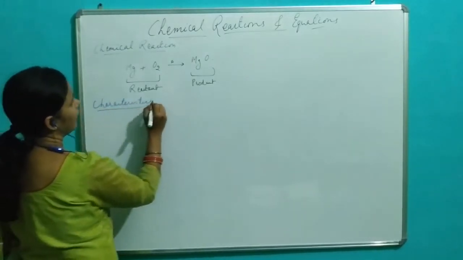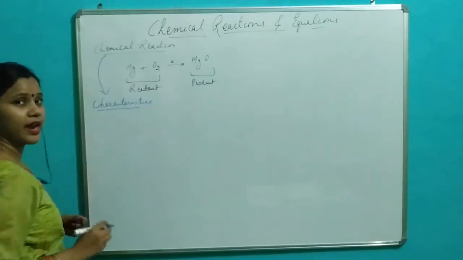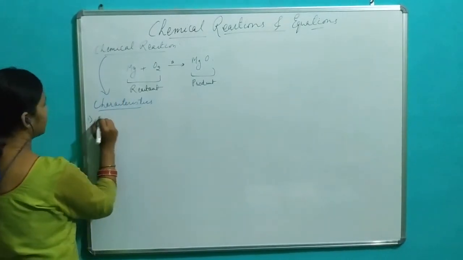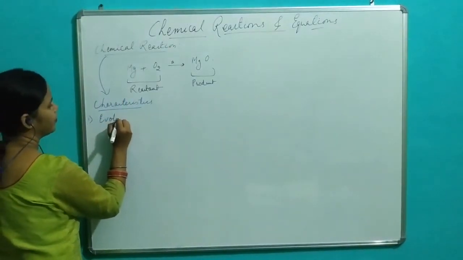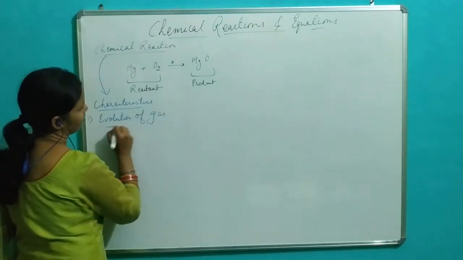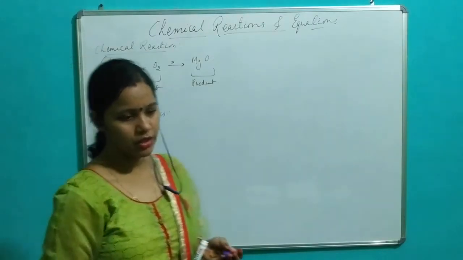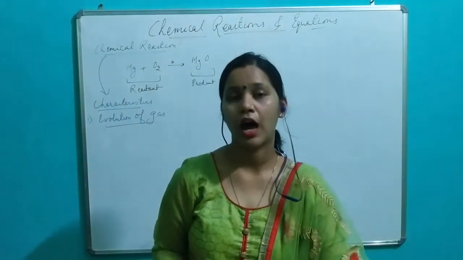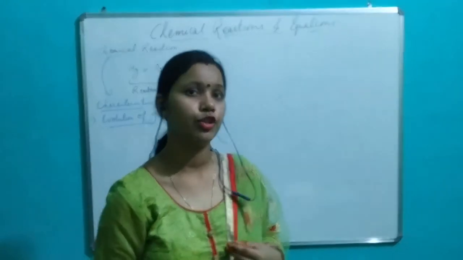Characteristics of a chemical reaction. First, it involves the evolution of gas. Some chemical reactions are characterized by the evolution of gas.